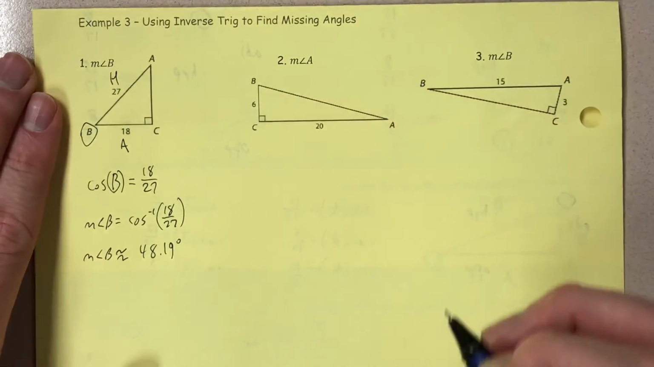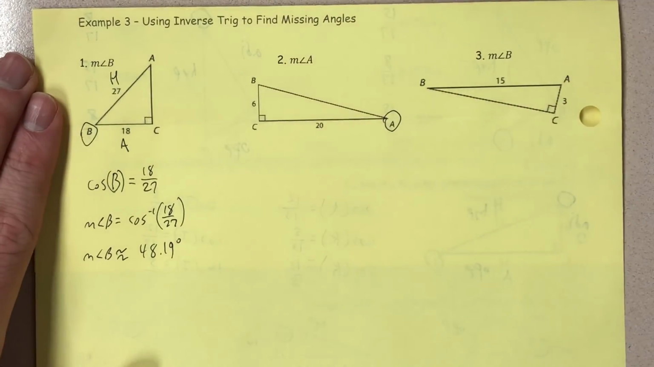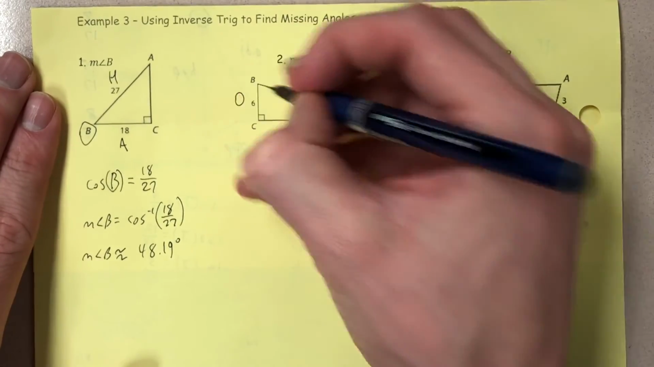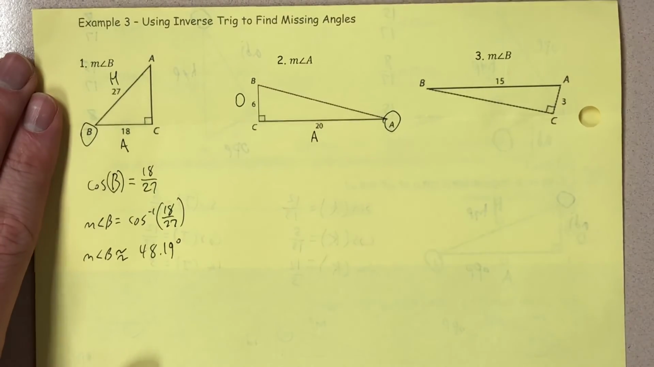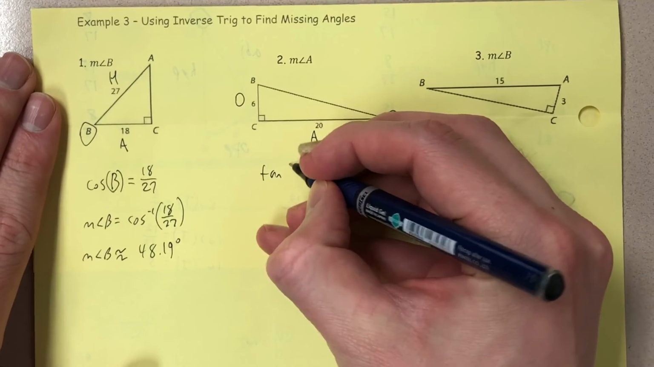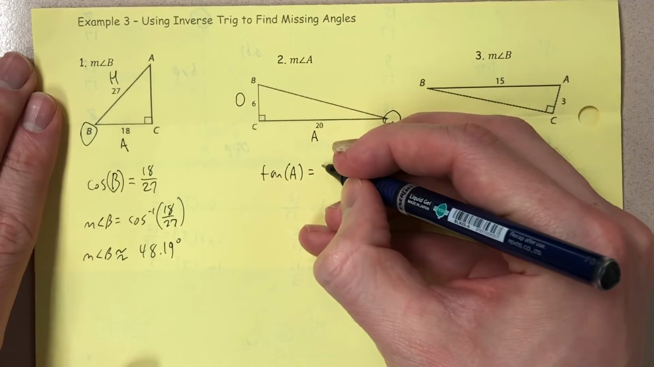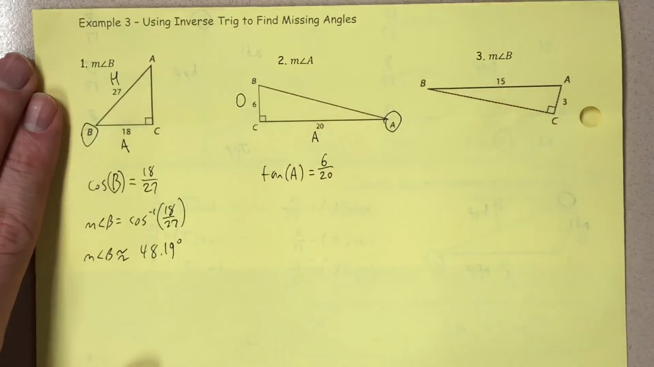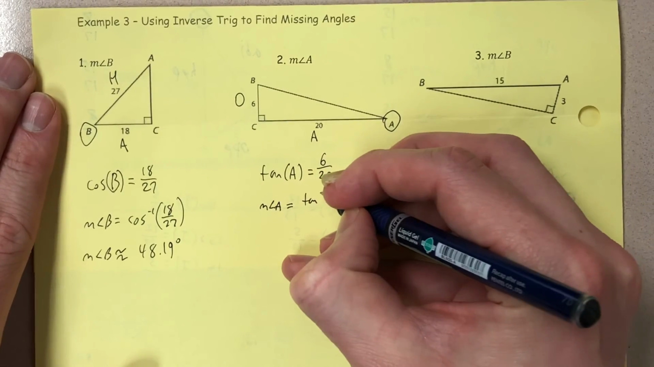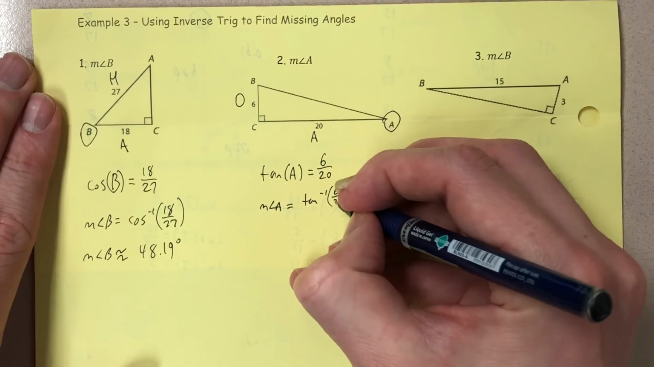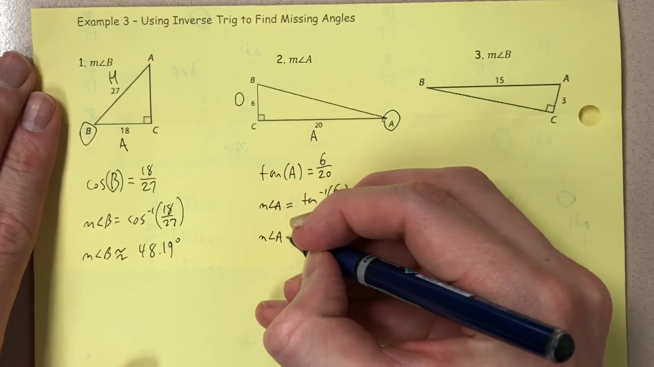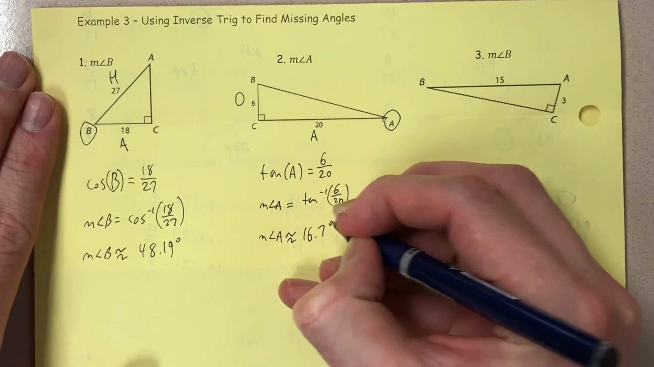So for number 2, we're referring to angle A. So in angle A, 6 is our opposite because it doesn't touch angle A, and 20 is our adjacent. Our trig function that uses opposite and adjacent is tangent. So tangent of A is equal to opposite 6 over adjacent 20. So we can say the measure of angle A equals tangent inverse of 6 over 20, which gives us an approximate measure for angle A of 16.7 degrees.